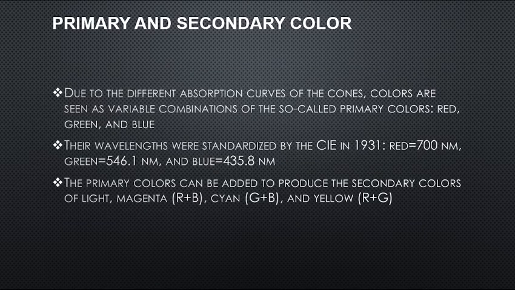Now the topic is primary and secondary color. Due to the different absorption curves of the cones, colors are seen as variable combinations of the so-called primary colors: red, green and blue. Their wavelengths were standardized by the CIE in 1931. Red equals 700 nm, green equals 546.1 nm, and blue equals 435.8 nm. The primary colors can be added to produce the secondary colors of light: magenta, cyan, and yellow.